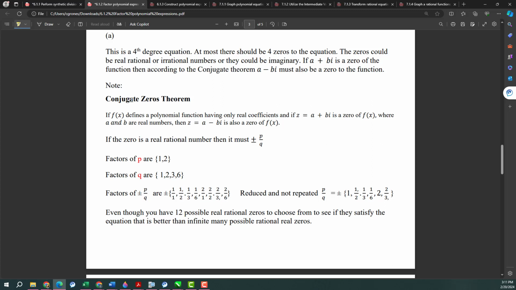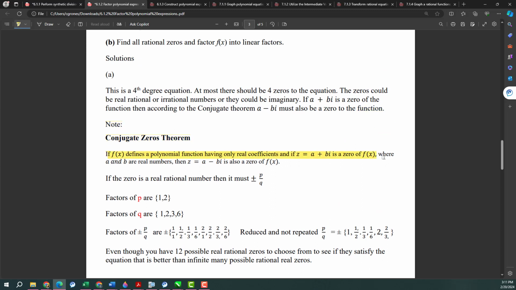The conjugate zeros theorem. If f of x defines a polynomial function having only real coefficients, and if z equals a plus bi is a zero of f of x, then z equals a minus bi is also a zero, where a and b are real numbers.